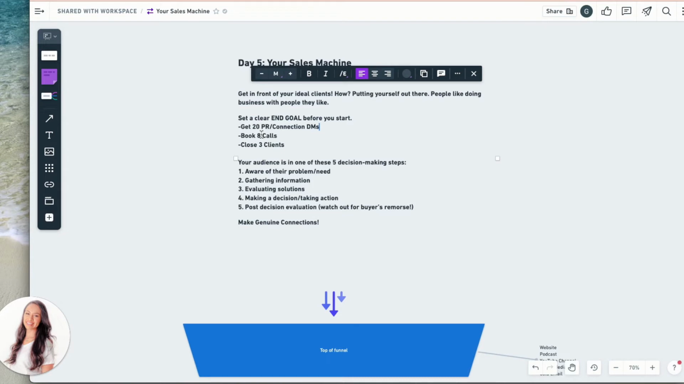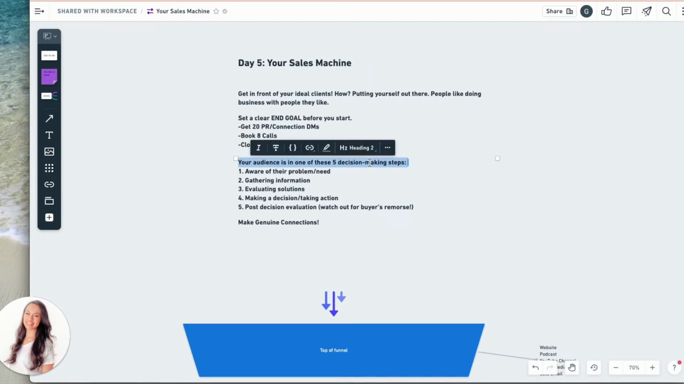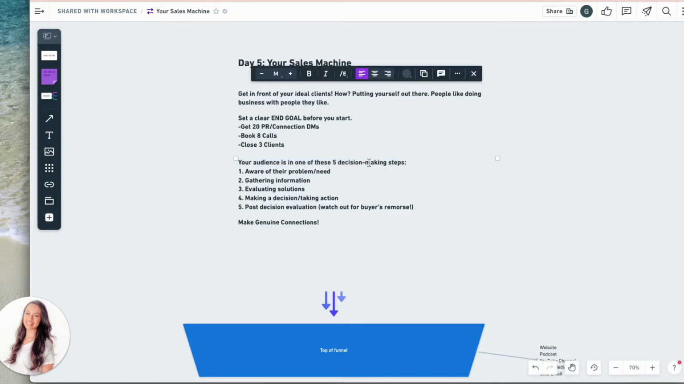There are several ways that you can do this. Again, it's going to be different for everyone, but your audience or your ideal client will probably be in one of these different areas of their business. So you as a service provider, you are solving a problem, right? And this service that you are offering is eventually going to solve this problem.